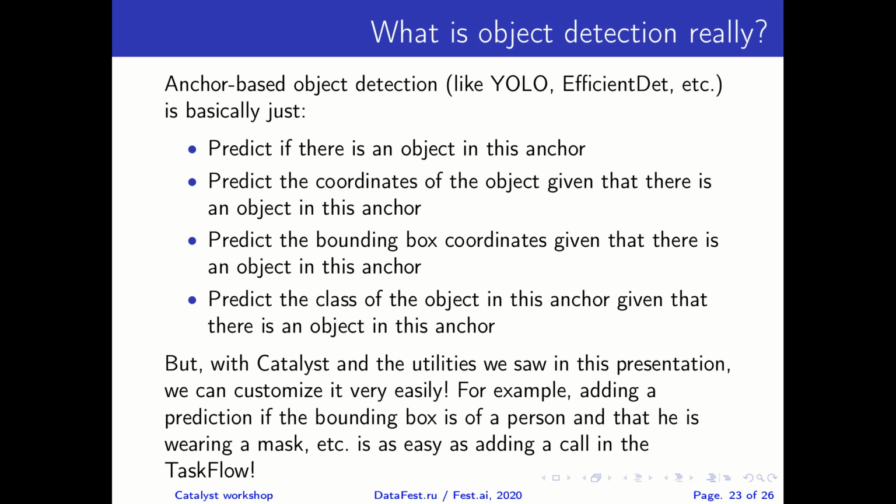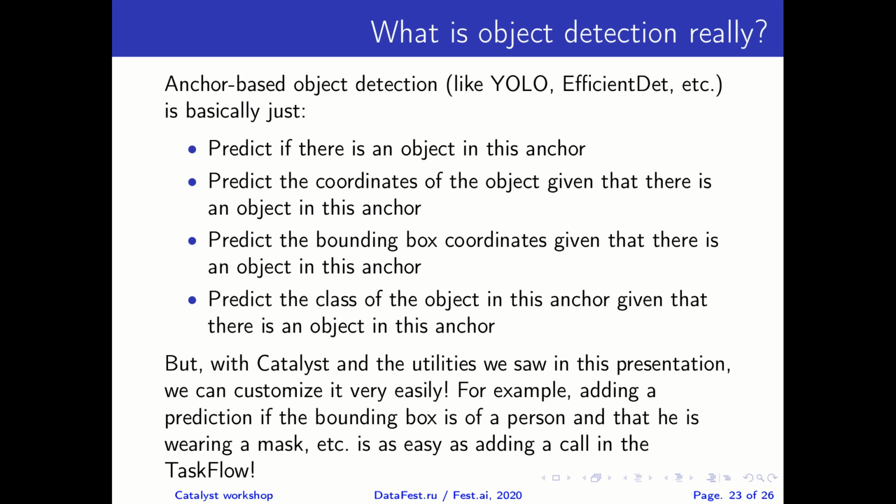I want to also tell you about object detection. Basically, anchor-based object detection could be seen as: predict if there is an object in this anchor, predict the bounding box coordinates given that there is an object in this anchor, and then predict the class of the object in this anchor given that there is an object in this anchor.